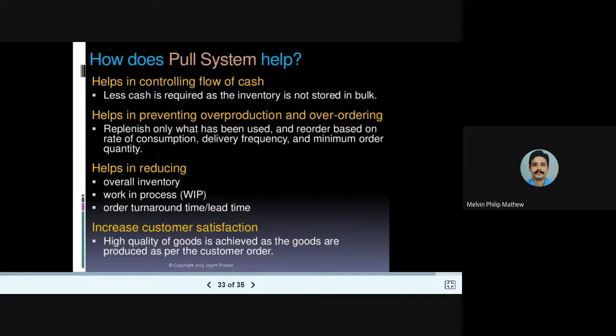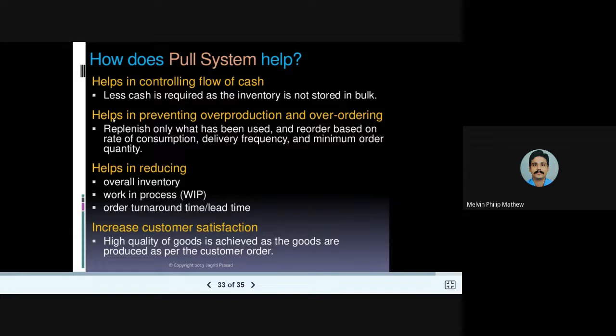Then how does the pull system help? It helps in controlling the flow of cash, thereby increasing the profit. We are eliminating the inventory holding cost and overproduction. That is what we are eliminating. Once we eliminate that, we are controlling the cash flow, thereby obtaining more profit.